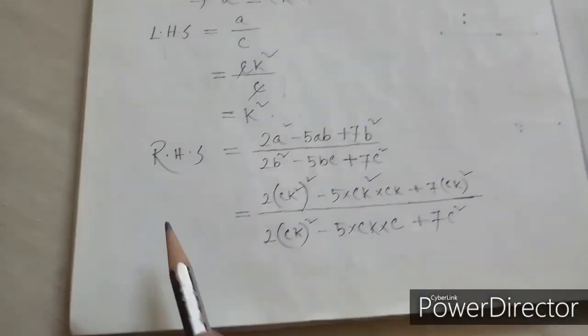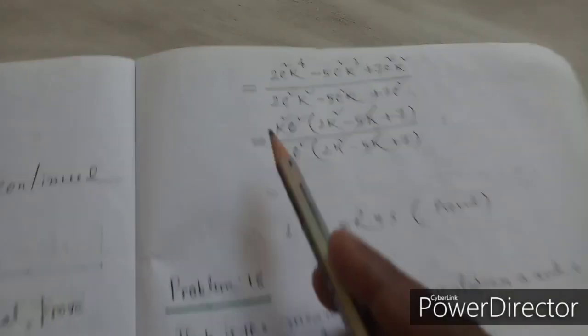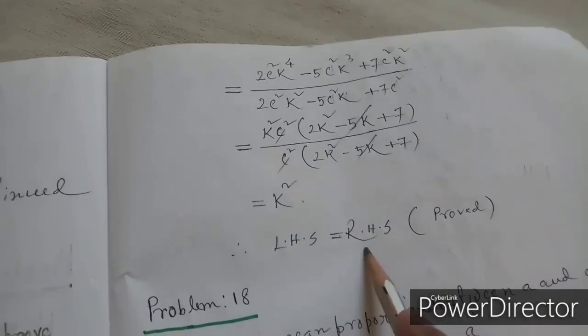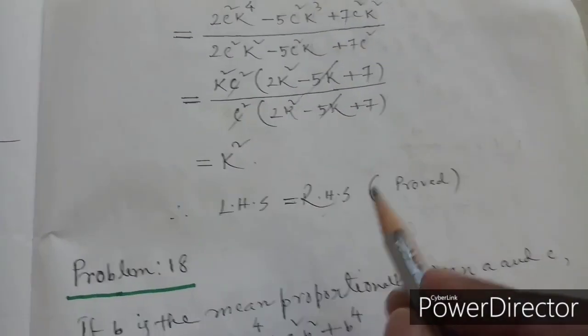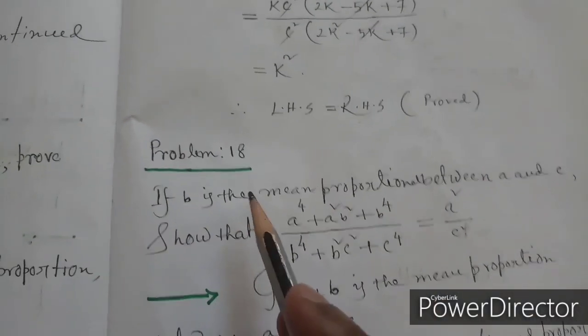So now look at that, value of left hand side is k square and value of right hand side, that should be k square. So left hand side equals right hand side, and hence proved. Got it? So now problem number 18.